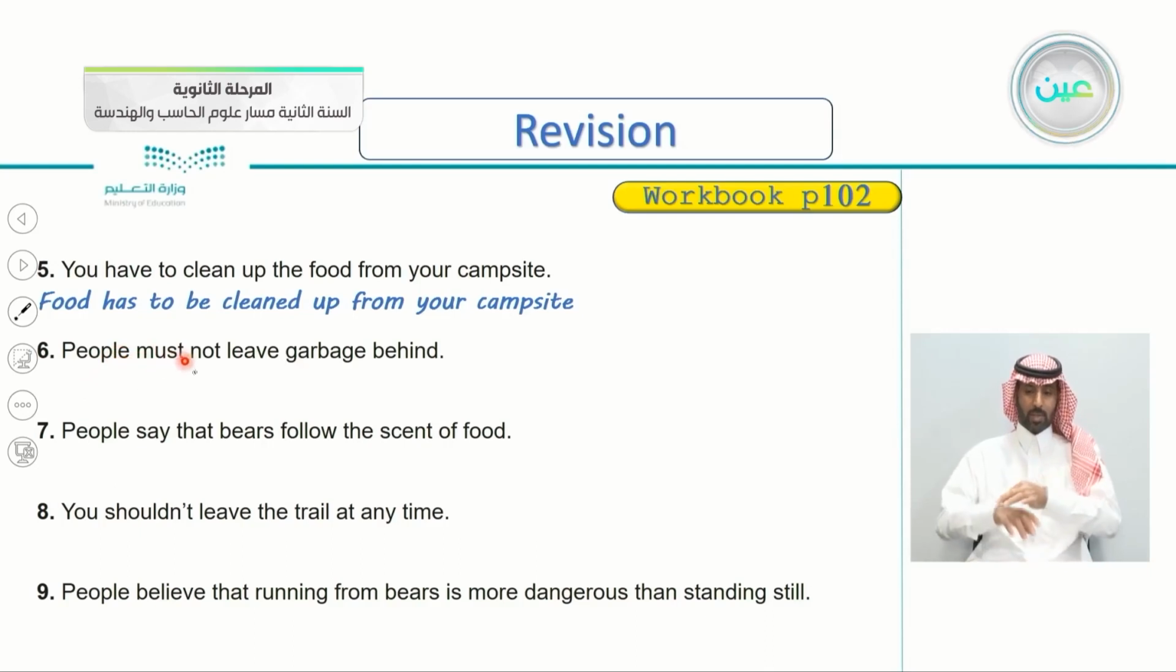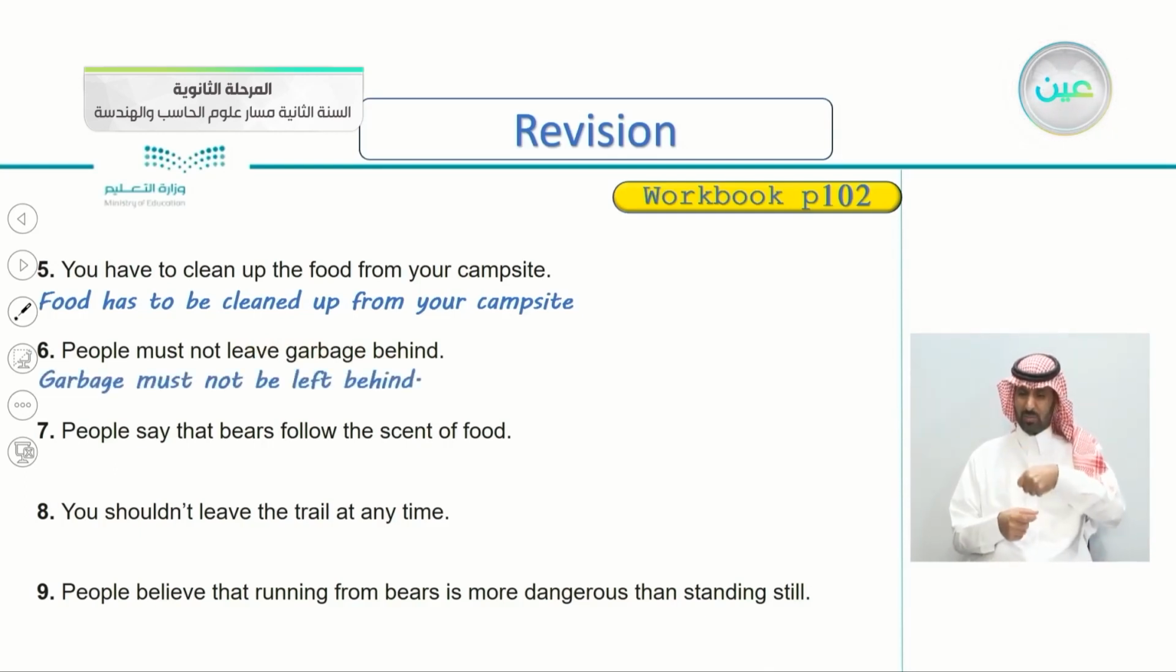People must not leave garbage behind. People must not leave garbage behind. So the object here is, yes, garbage. So how do we write it in a passive voice? Very good. We say garbage must not be left behind. If you want to add the subject here, of course, you say here by people. Garbage must not be left behind.